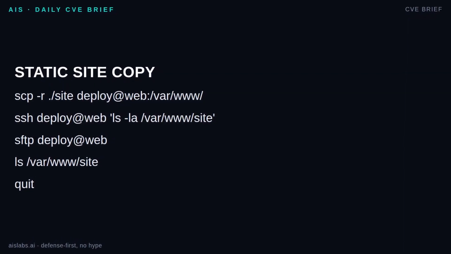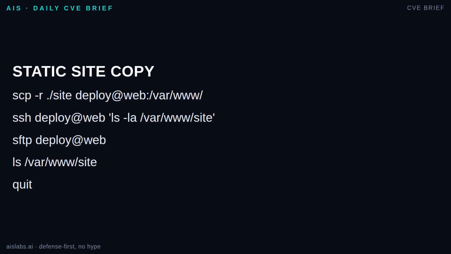Here is a normal small server pattern. You build a static site locally into a directory called site. The web administrator has already made /var/www writable by the deploy user, or better, created a specific application directory owned by deploy. You run scp -r ./site deploy@web:/var/www/. That creates or replaces files under /var/www/site.